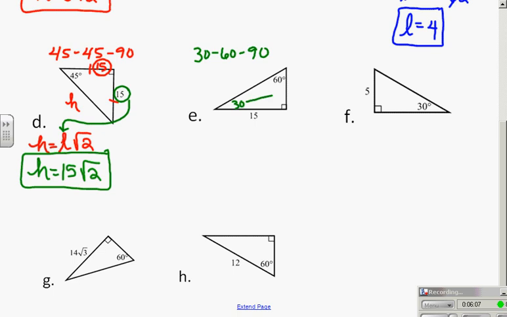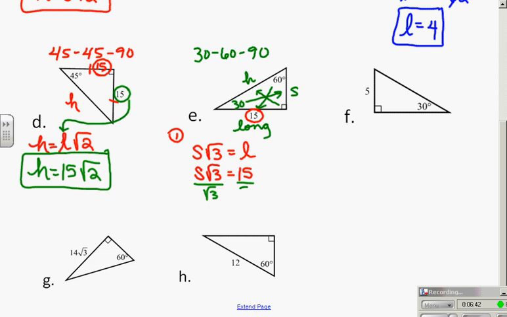Now E is a 30, 60, 90 triangle. It's always a good idea to make some sort of a note to yourself what is what so you don't get confused. Here I know the long leg, so I need to find the short leg and the hypotenuse. So the short leg times the square root of 3 is equal to the long leg. That's my formula. Substitute in the long leg. So I have short leg square root of 3 equals 15. Divide both sides by the square root of 3.